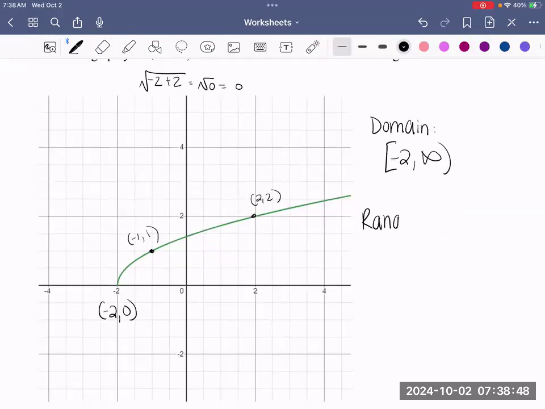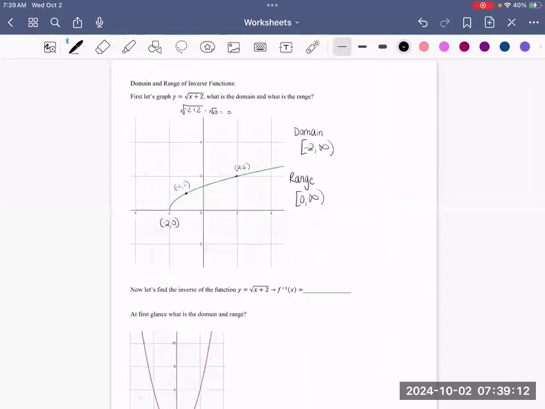Now, when we talk about the range, we're reading from bottom to top, or smallest to largest. The smallest y value is 0, and then as we look upwards, the y value continues to grow. So we go from 0 all the way to infinity. So this is the domain and range of the original function.